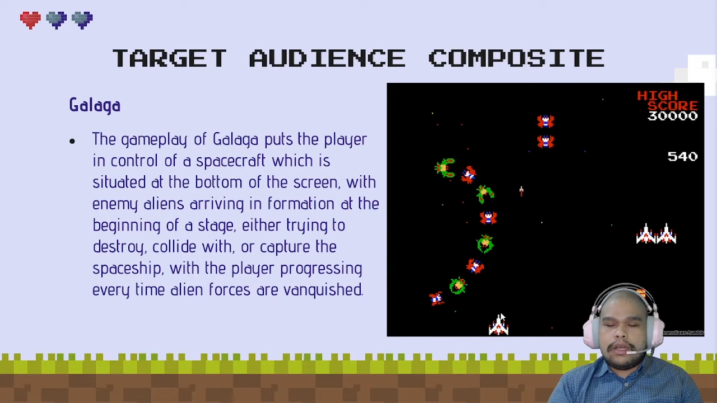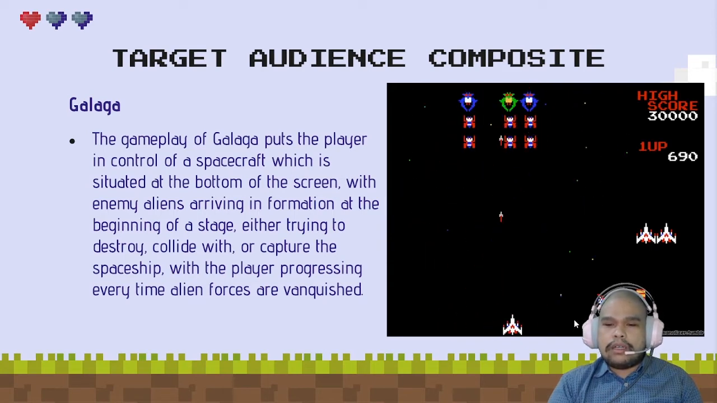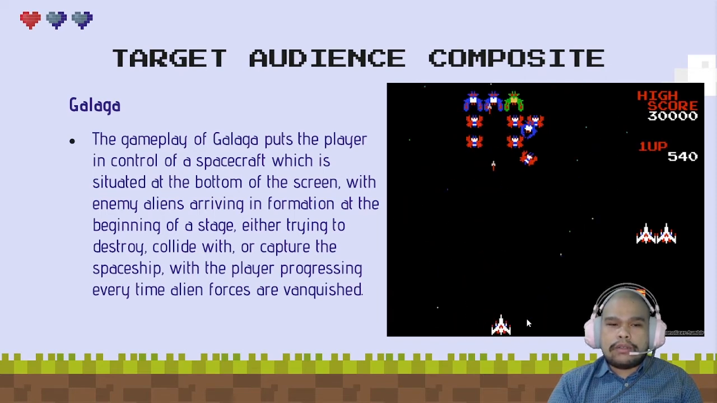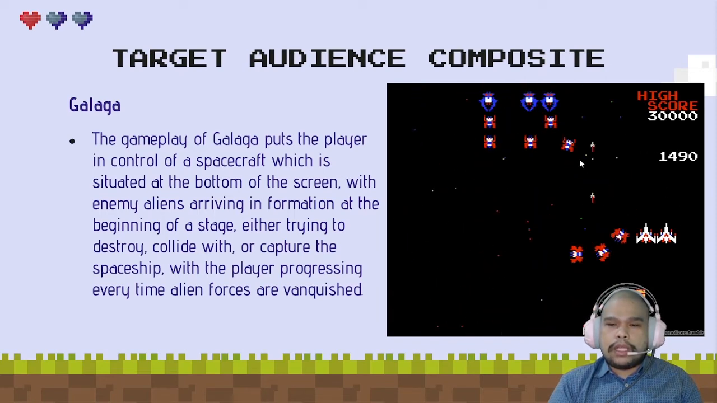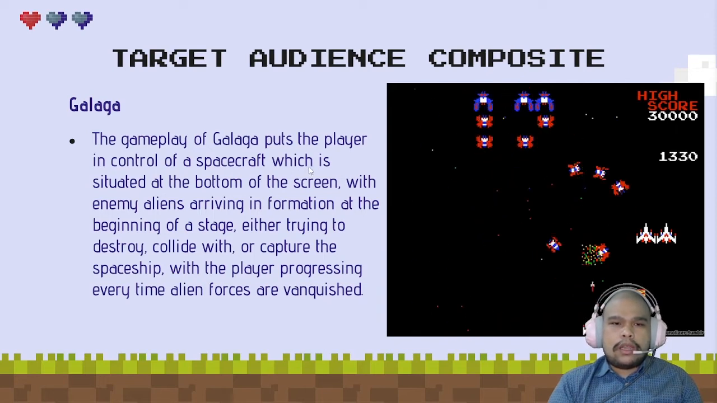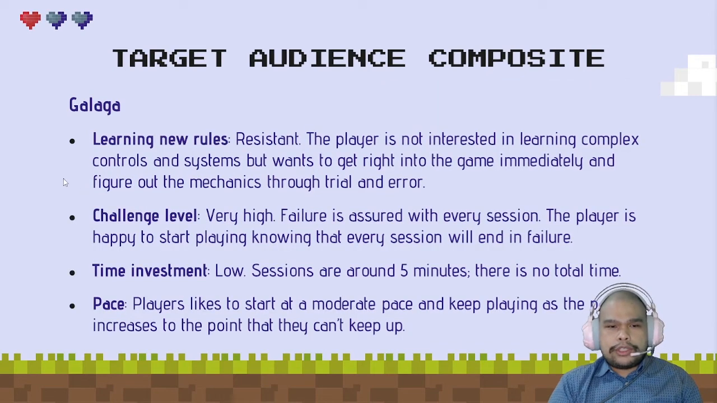Okay, so ayan. It's a side-scroller na type of, alam nyo yun, shooting game. Ito yung spaceship mo, then you need to eliminate lang itong mga enemies na to. You have your score in here. So let's see the target audience composite ng mga to. First, learning new rules. This will fall on resistant. The player is not interested in learning complex controls and systems, but wants to get right into the game immediately and figure out the mechanics through trial and error.